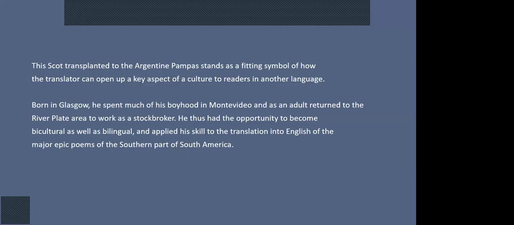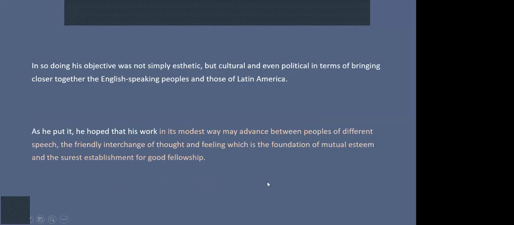So we read here that, born in Glasgow, he spent much of his boyhood in Montevideo. As an adult, he returned to the River Plate area and worked as a stockbroker. He had the opportunity to become bicultural and bilingual. He applied his skill to the translation into English of major epic poems of the southern part of South America. Quite an accomplishment because there's a lot to communicate and it's not always easy. In so doing, his objective was not simply aesthetic, but cultural and even political, in terms of bringing closer together the English-speaking peoples and those of Latin America.